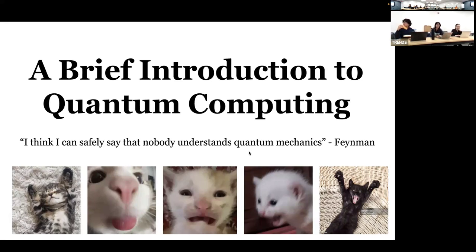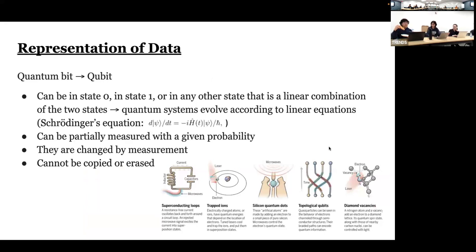I think a good place to start, even though I think most everyone already knows this, is the representation of data. It works on quantum bits that are called qubits. These qubits can either be in state 0, in state 1, or in any other state that is a linear combination of these two states. And this comes from Schrodinger's equation, stating that quantum systems evolve according to linear equations.